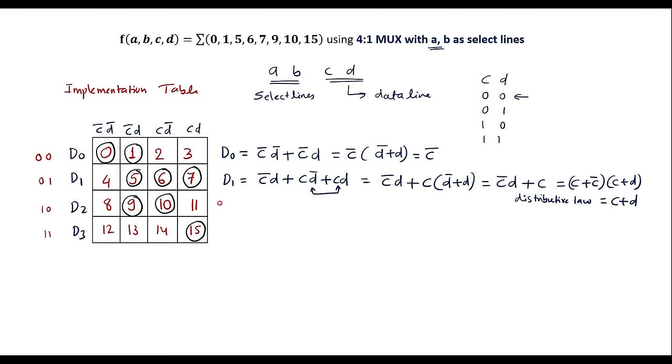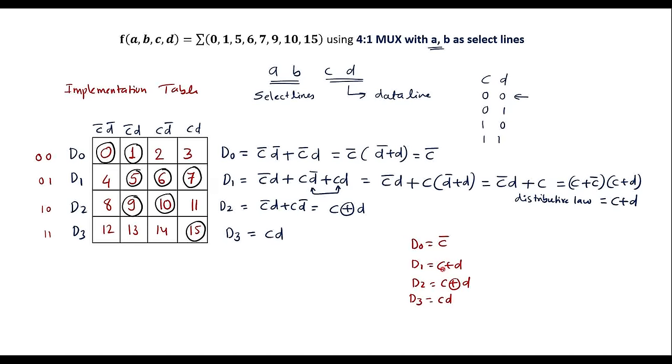Now let me write for D2. D2 will be equal to, here it is circled for only these two numbers. The corresponding variables are C bar D plus C D bar. This is nothing but the XOR gate, C XOR D. D3 will be equal to CD. So therefore, the input for D0 is C bar. Input for D1 is C plus D. Input for D2 is C XOR D. And input for D3 is CD.